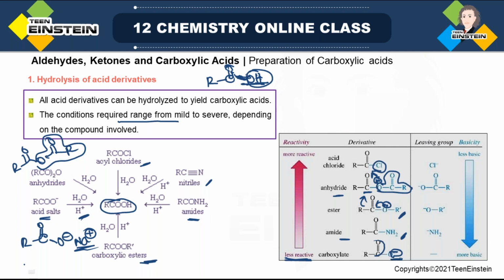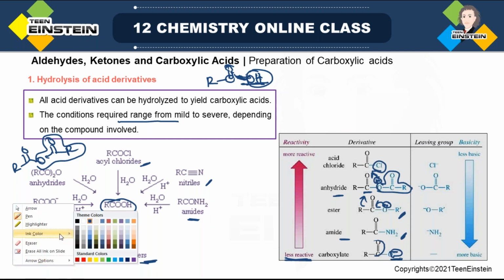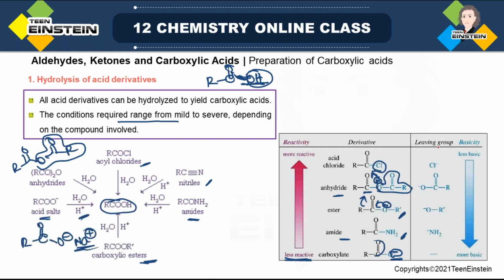Another way you can also explain it, and that is also very interesting, is the leaving group that is present here, because when the nucleophile attacks this carbon, these will be the leaving groups: Cl minus in case of acid chloride, RCO2 minus in case of anhydride, R prime O minus in case of ester, NH2 minus in case of amide. Here a leaving group is not present. Now see, when we are saying it is a very good leaving group, that means it is least basic.